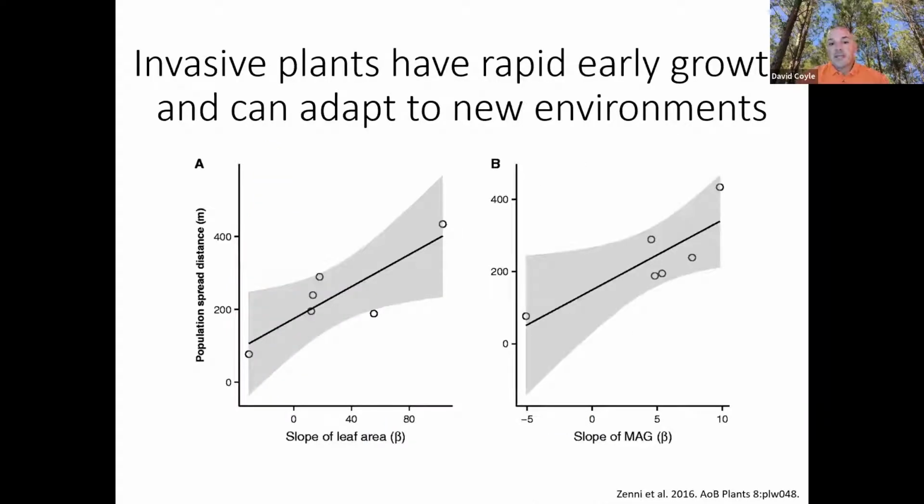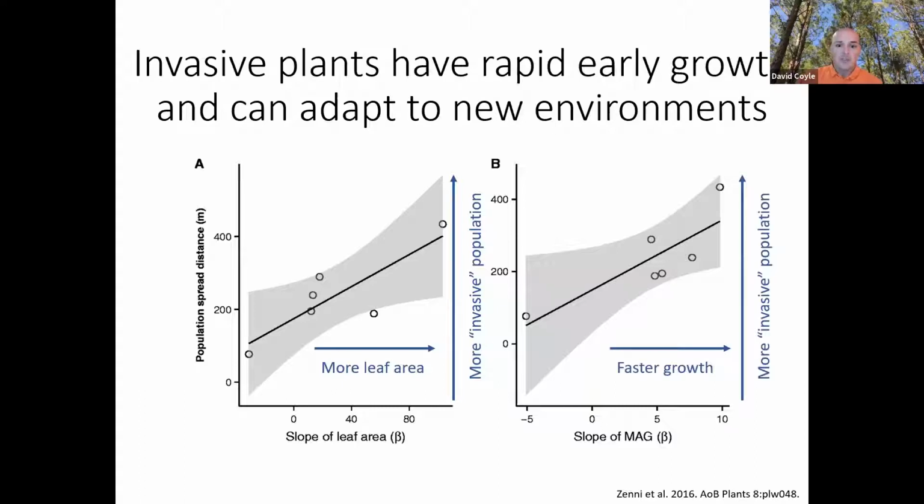Invasive plants also can adapt to new environments. So this is actually some data about loblolly pine, which is a very common pine tree in the southeastern US. Pines are native to the northern hemisphere. These data are from South America, where pine is invasive. Loblolly pine is invasive, and what this shows you is that in these more invasive populations, you have more leaf area on individuals, and you also have faster growth. So it's almost like the leading edge of the invasion front grows bigger and faster because there's some plasticity. Each individual plant can change a little bit and adapt to those new resources.